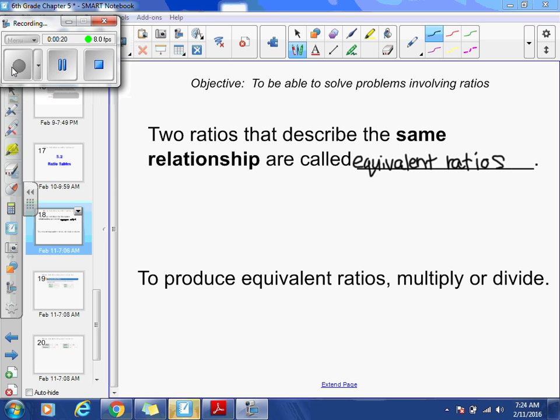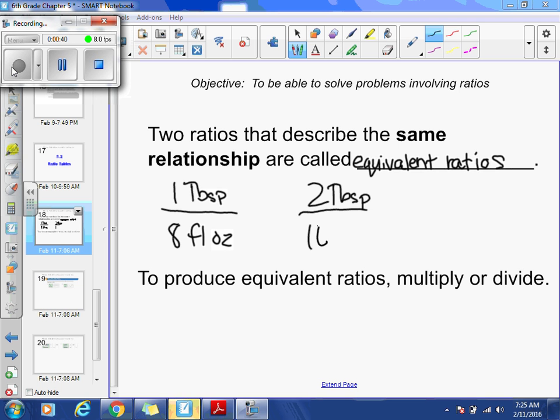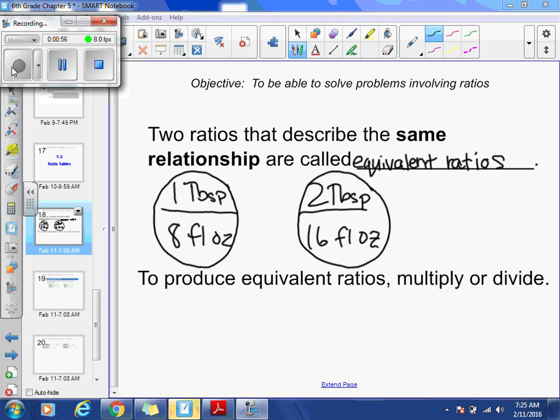So if I had the ratio of 1 tablespoon of powder to 8 fluid ounces, that's like about a cup of water, so 1 tablespoon of powder to 8 fluid ounces of water to make lemonade, an equivalent ratio to that would be 2 tablespoons of powder and 16 fluid ounces of water, or 2 cups of water. Okay, so these are equivalent ratios. They represent the same relationship, and this batch of lemonade would taste exactly the same as this batch of lemonade.